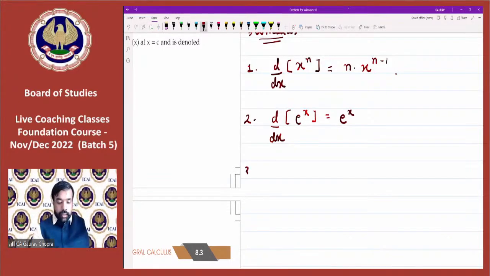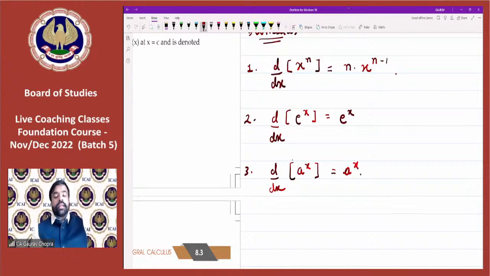The third formula is d by dx of a to the power of x. A is any number, any constant. It can be 1, 2, 3, 4, any number. So d by dx of a to the power of x is a to the power of x multiplied by log of a to the base e. This is the third formula for a to the power of x. All right.